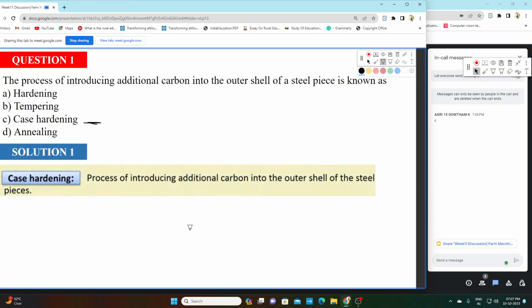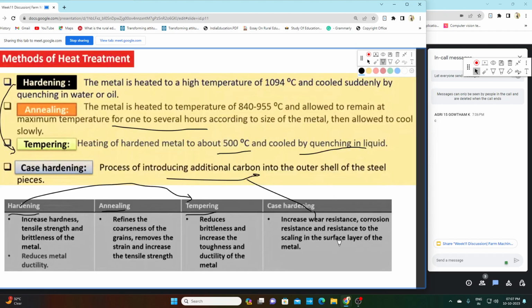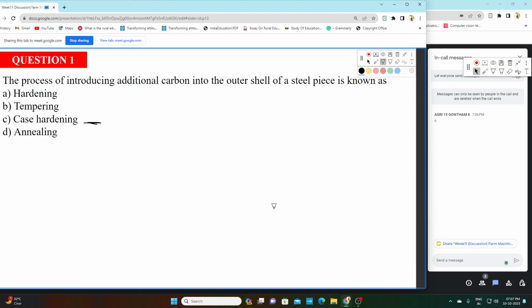So case hardening, as we have just discussed, is the process of introducing additional carbon into the outer shell of the steel pieces. Why are we doing this? We are doing case hardening to increase the resistance to wear and to increase the resistance to corrosion. These are the two things for which we mainly do case hardening. We put in the additional carbon to increase wear resistance and corrosion resistance.